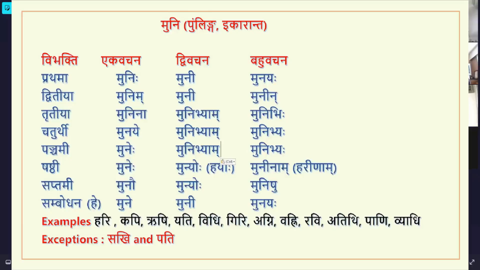But now this is Ikaranta Pungalinga. Ikaranta means hrasva, the short i. The word is hrasva, and then dirgha. So now you have to use hrasva and dirgha. So hrasva muni pungalinga ikaranta. This will move in a different way. Some words may be just like nara, but it is different. So now I will just pronounce it, and you pronounce it after me.